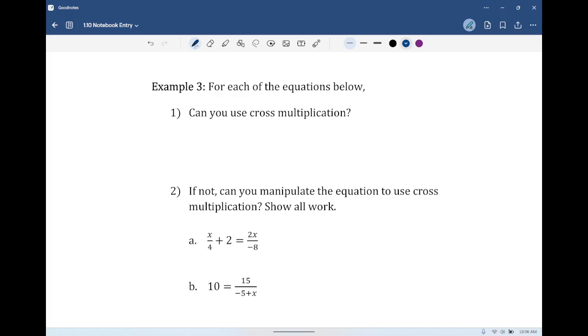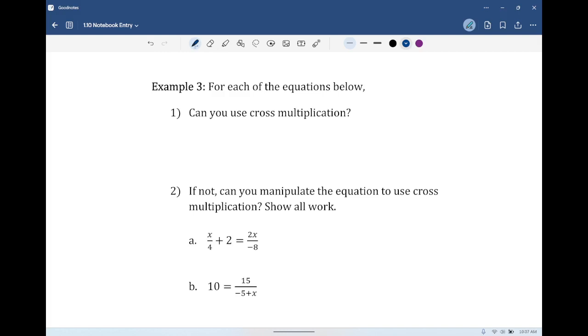Can we use cross multiplication? Why or why not? I want to hear from Ashane, please. Nice and loud. You can't use cross multiplication for number one because it's a fraction already, and even if you try to put a one underneath, it wouldn't be able to do cross multiplication. But for B, you can use cross multiplication if you put one underneath.